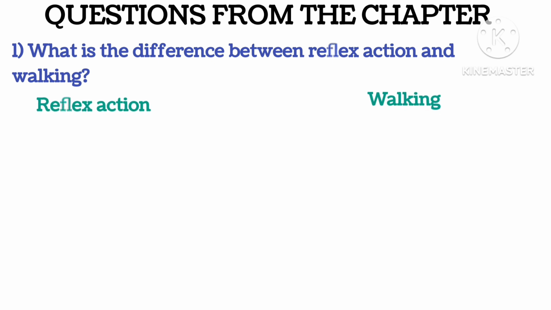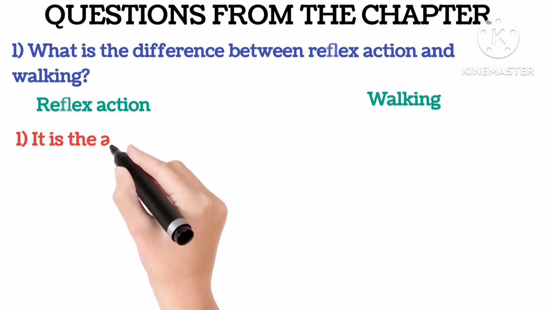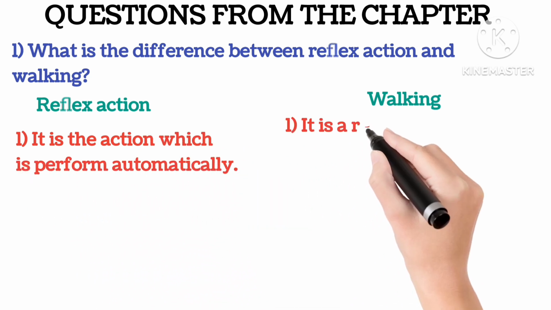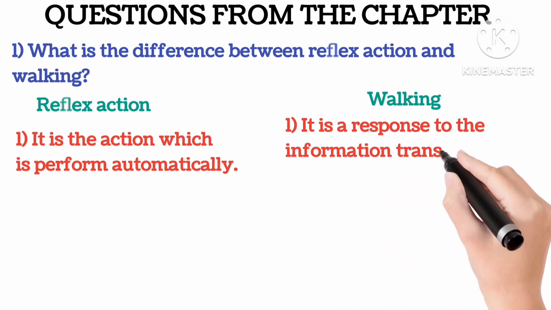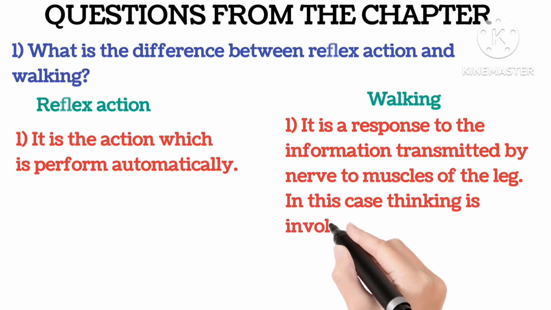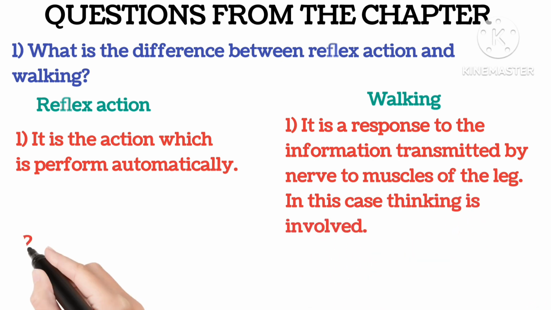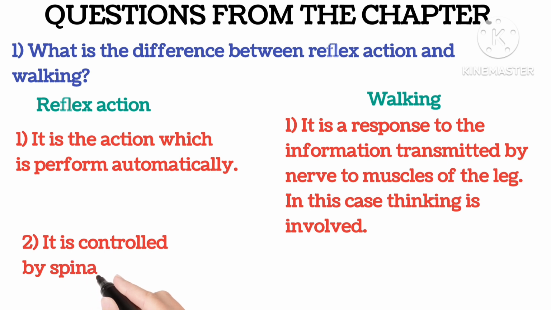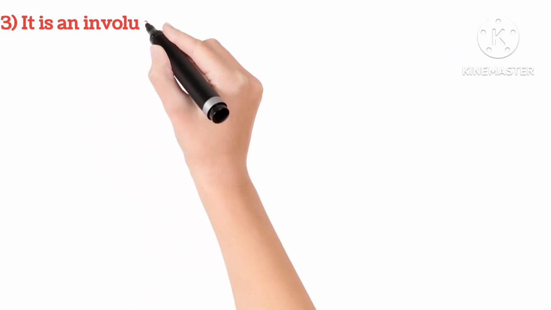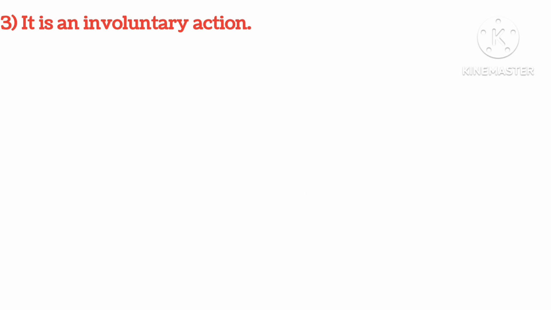The difference between reflex action and walking are: reflex action is the action which is performed automatically, while walking is a response to the information transmitted by nerve to the muscles of the leg. In this case, thinking is involved. Reflex action is controlled by spinal cord, while walking is controlled by cerebellum of brain. Reflex action is an involuntary action and walking is a voluntary action.